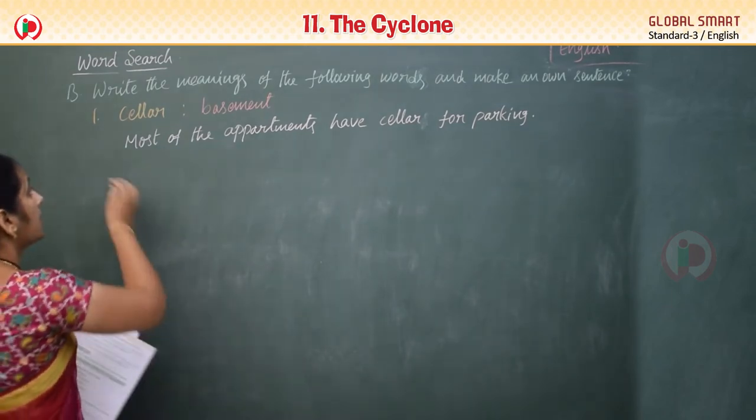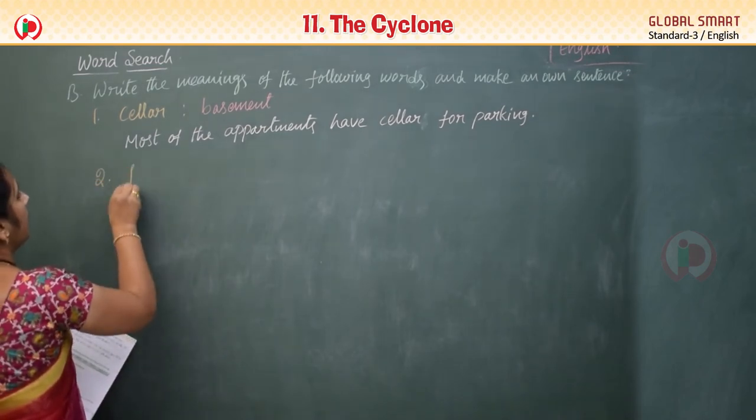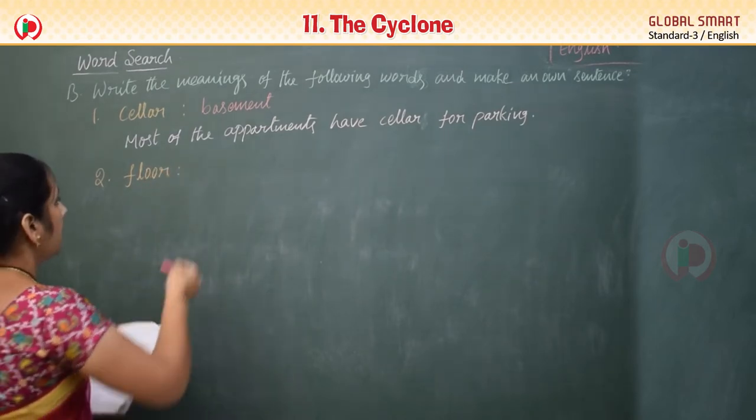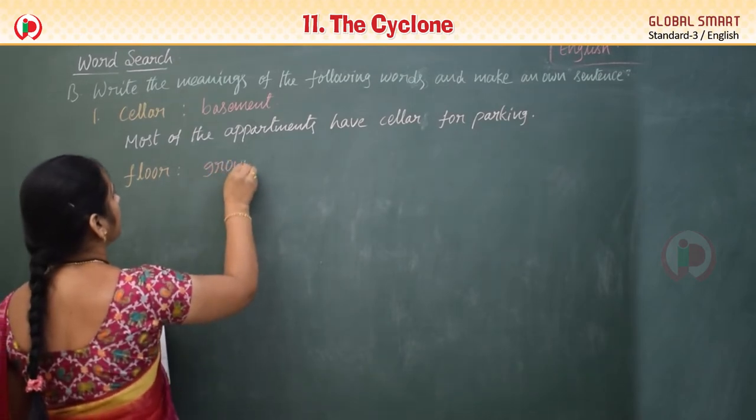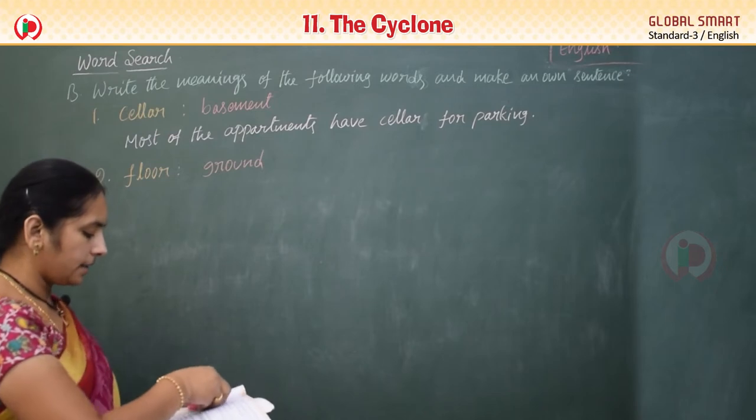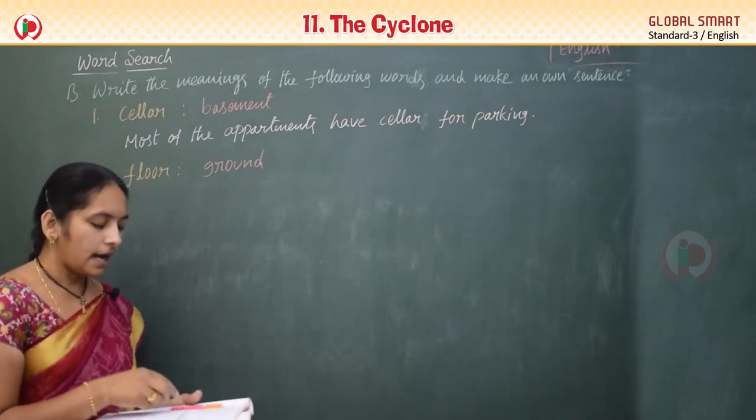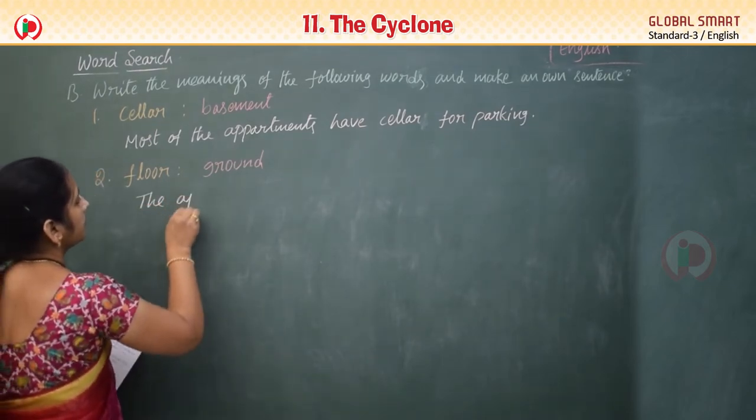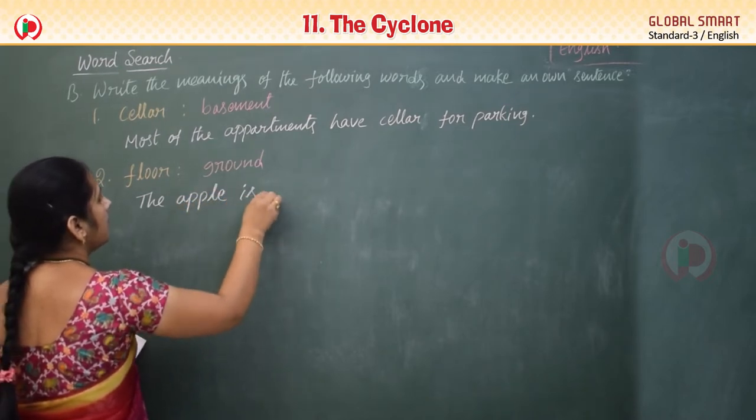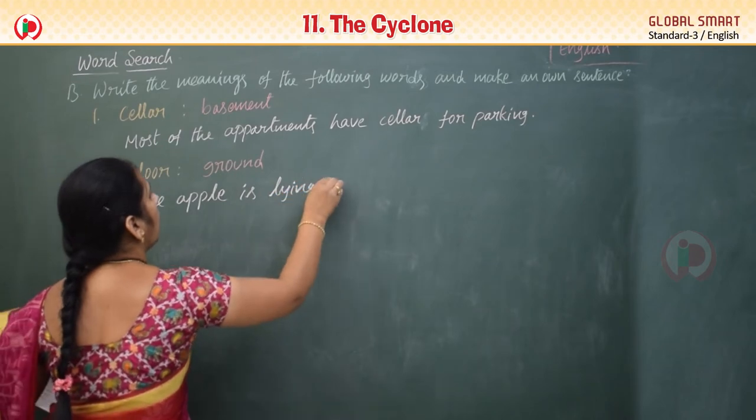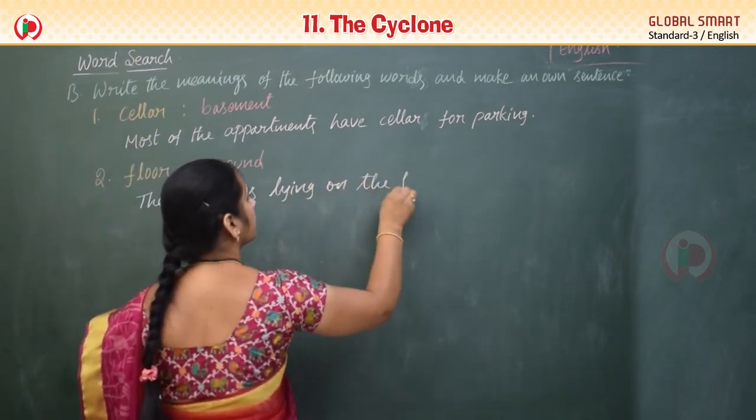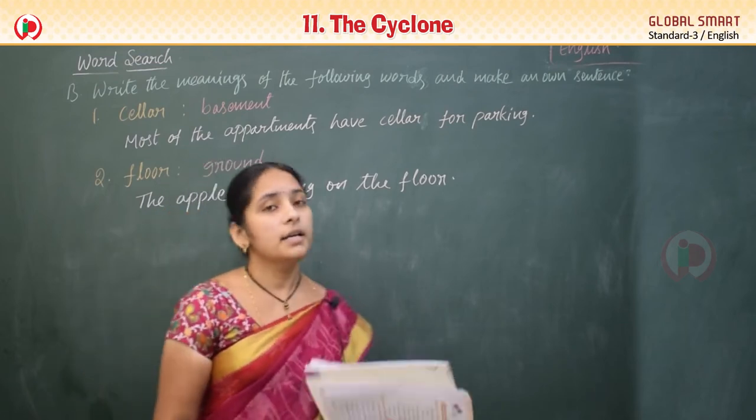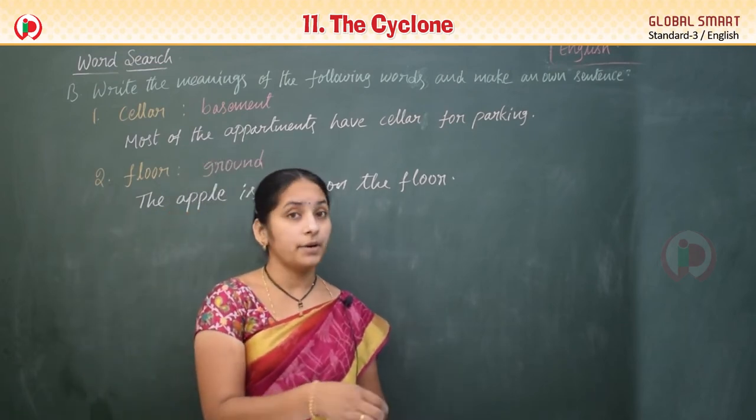Floor. Floor means ground. See the second one, F-L-O-O-R. Floor means ground. So what sentence can we write for this? The apple is lying on the floor. Suppose it fell down or it is kept there. So the apple is lying on the floor. That we can say in a very simple sentence.